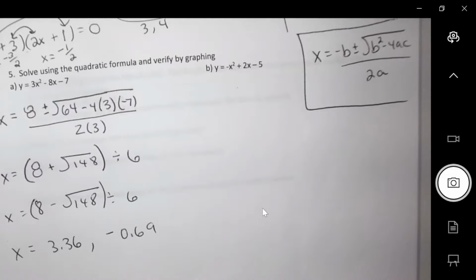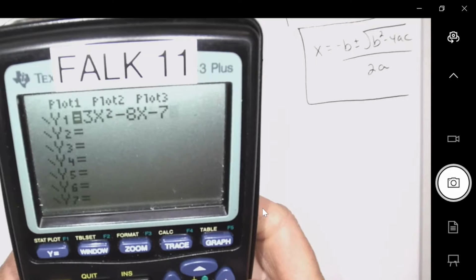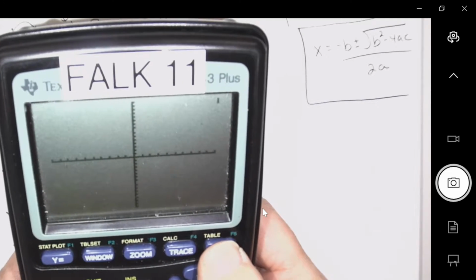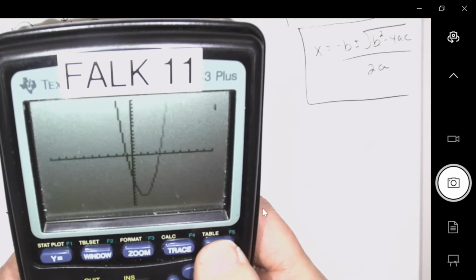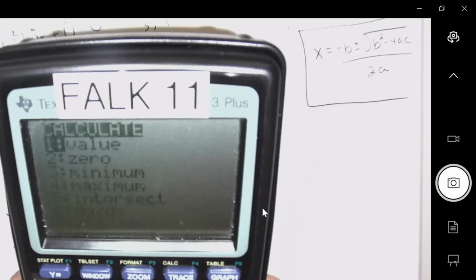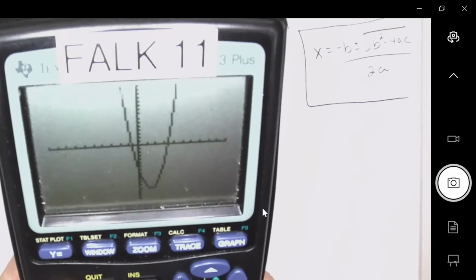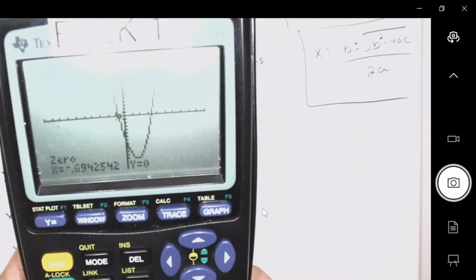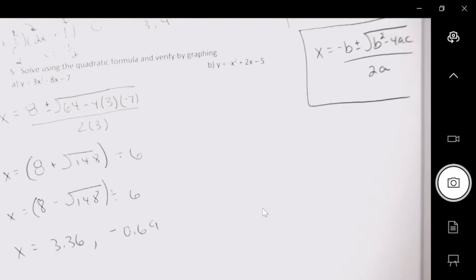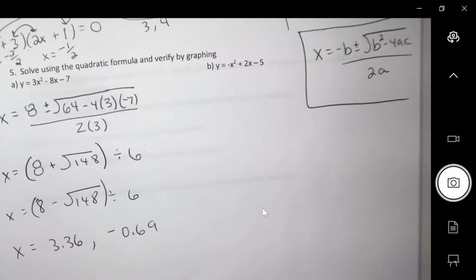On an exam, if I really want to check my answer, what could I do? I could put this into my y equals, and then I could calculate the 0, and I get negative 0.69. Negative 0.69. I can check my answer, right? I know if I'm right or wrong.